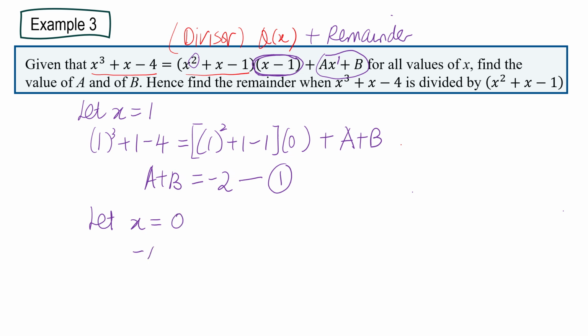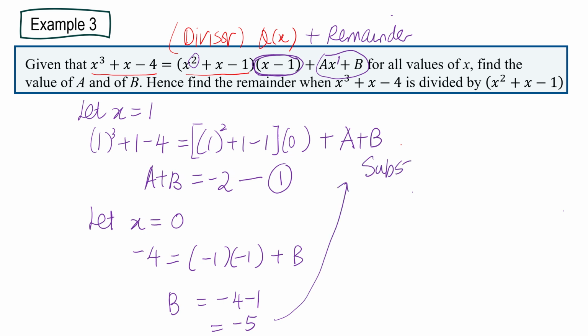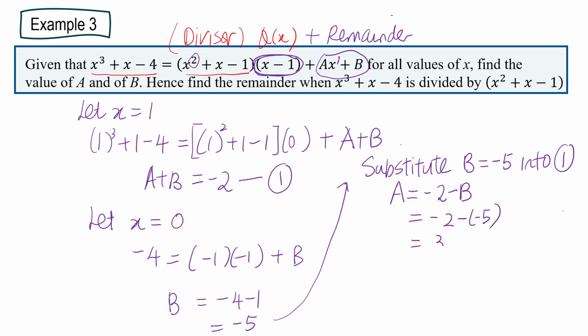So I will have left hand side negative 4, negative 1, negative 1. Oh, and then I just eliminate my a so I can find my b directly. So b is negative 4 minus 1, negative 5. Right, so I'm going to substitute b equals to negative 5 into 1. And I would have a to be 3. Right, so therefore the remainder is equals to our ax plus b, which is just 3x minus 5.